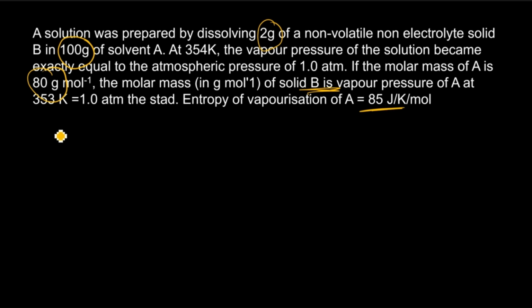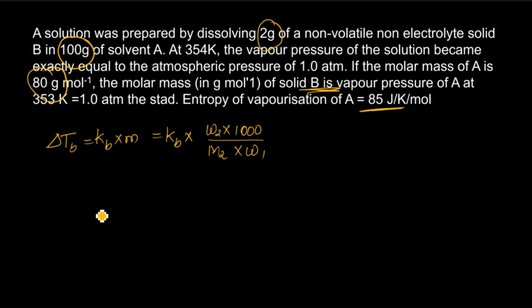Let's start. Our general formula we know, that is delta TB equal to KB into m, right? But to find out m, what is needed? m is W2 into 1000 divided by molar mass of B, which I'm mentioning as M2, into W1, right? W1 we know is 100 grams, and W2 is 2 grams. We don't know M2, that we are going to find. So to find that, we have to know the value of KB, right?